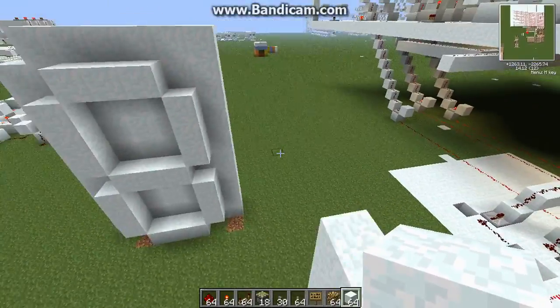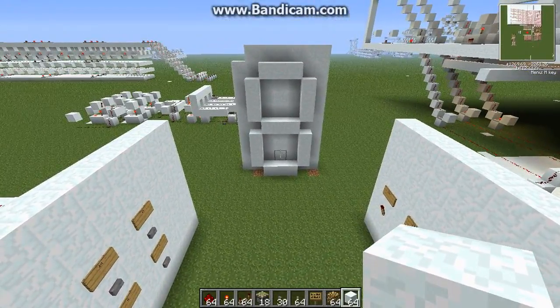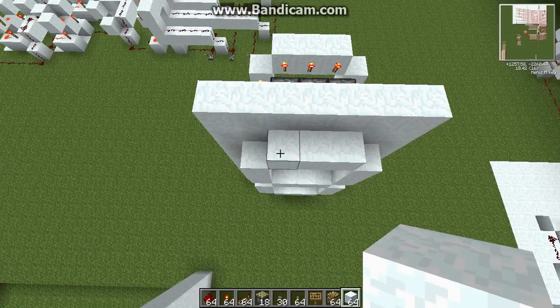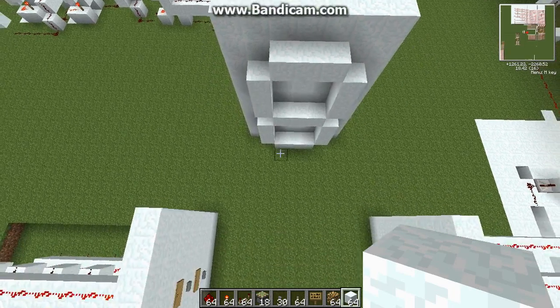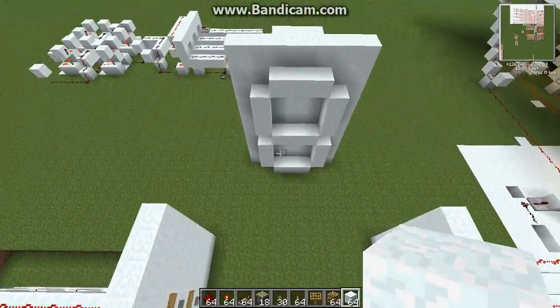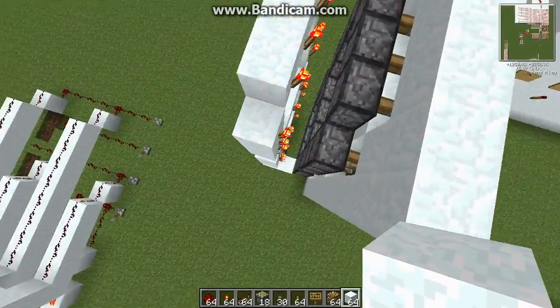There. Okay, there's our first part of our display. Alright everyone, I'm back. I took a quick break because I was getting tired of recording, but now I'm back and we're continuing to build our 7-segment display.